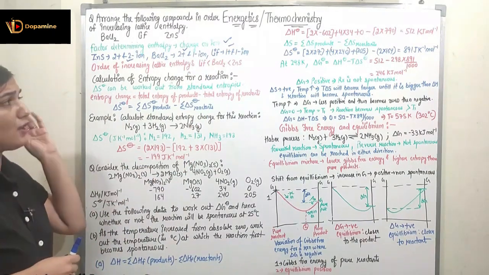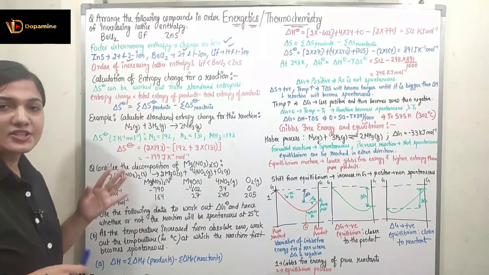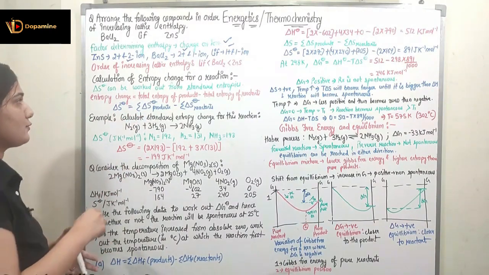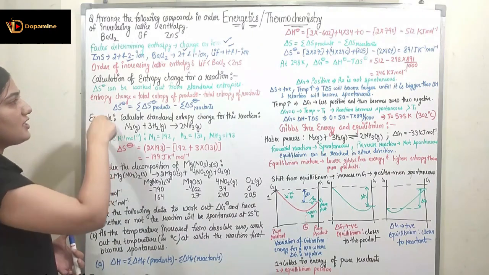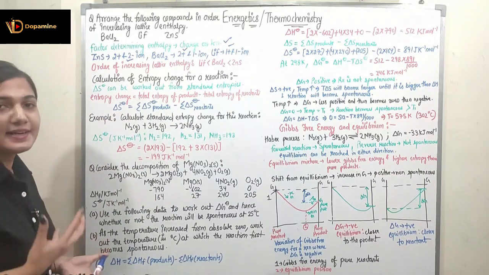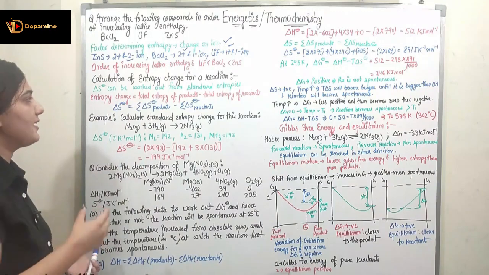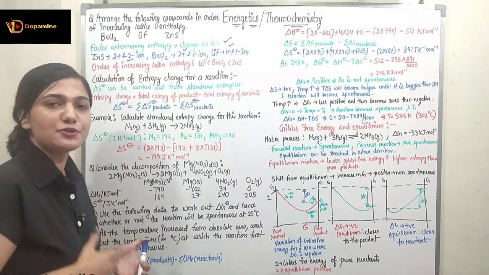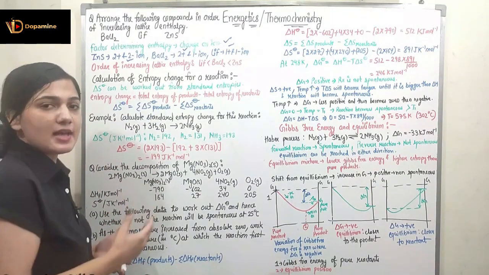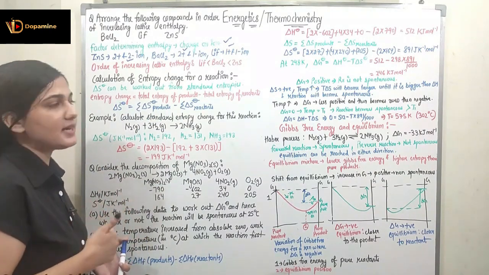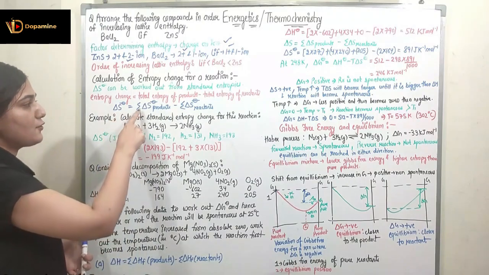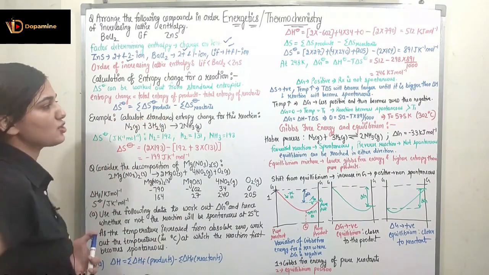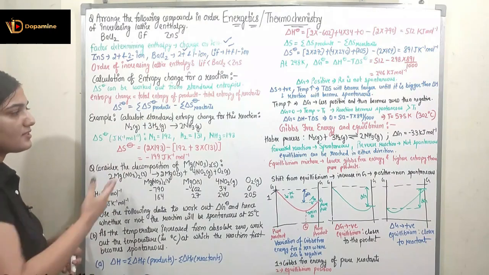Coming to the calculation of entropy change for a reaction, we are going to see an example for this as well. Entropy change can be worked out from the standard entropies. The entropy change is the total entropy of products minus the total entropy of reactants, and these are standard entropies. So delta S is equal to the summation of S of products minus the summation of S of reactants. So this is the example.